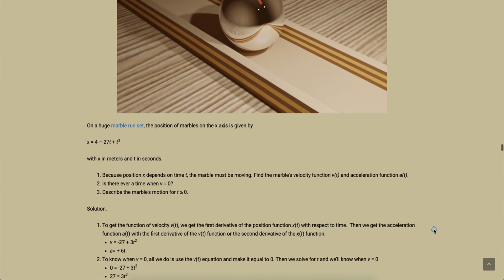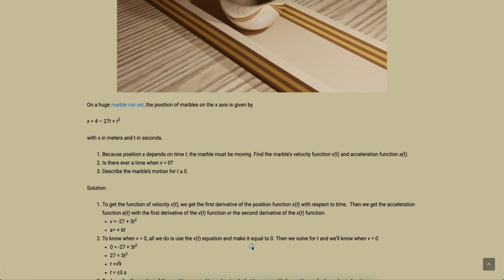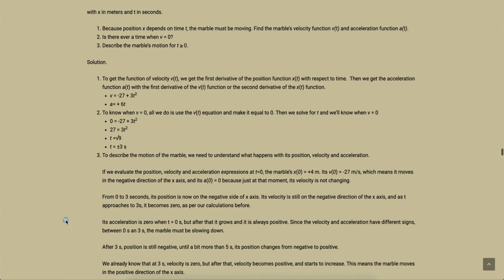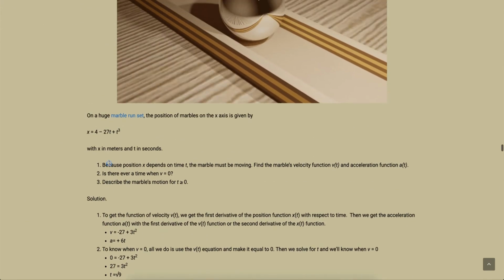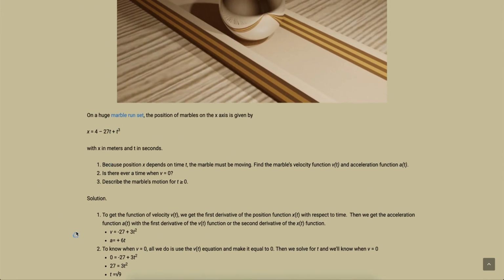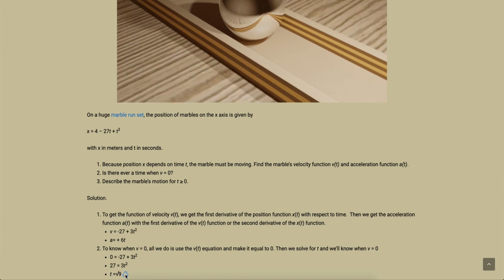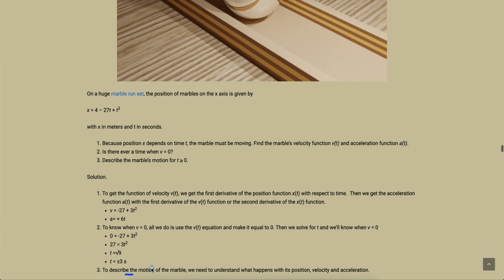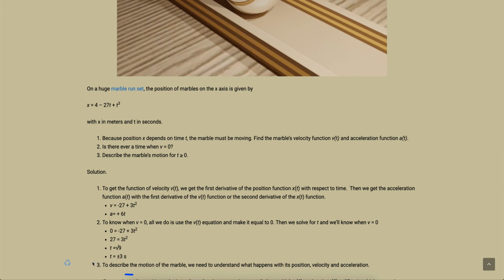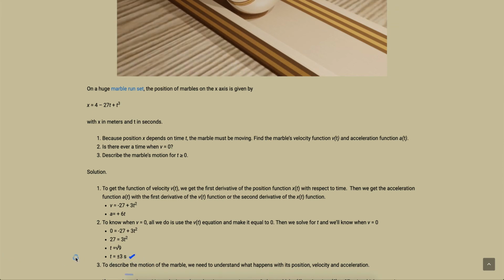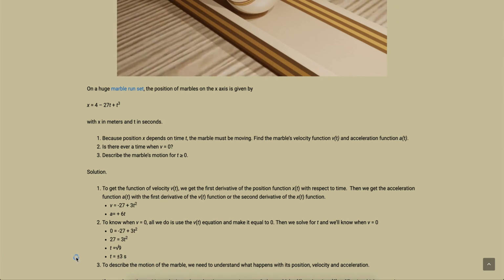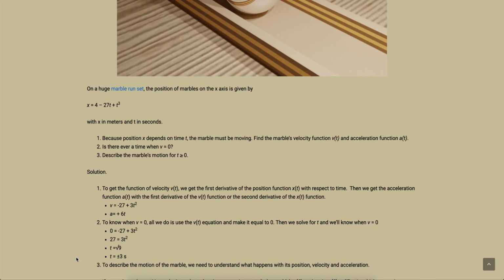To know if there's a time when the velocity of the marble is 0, all we have to do is take our velocity equation and make it equal to 0. Then we solve for t, and we should know the answer. So after a little rearrangement, we have that t equals the square root of 9, that is plus and minus 3. Now, more often than not, we have quadratic expressions to define position, velocity, and/or acceleration.